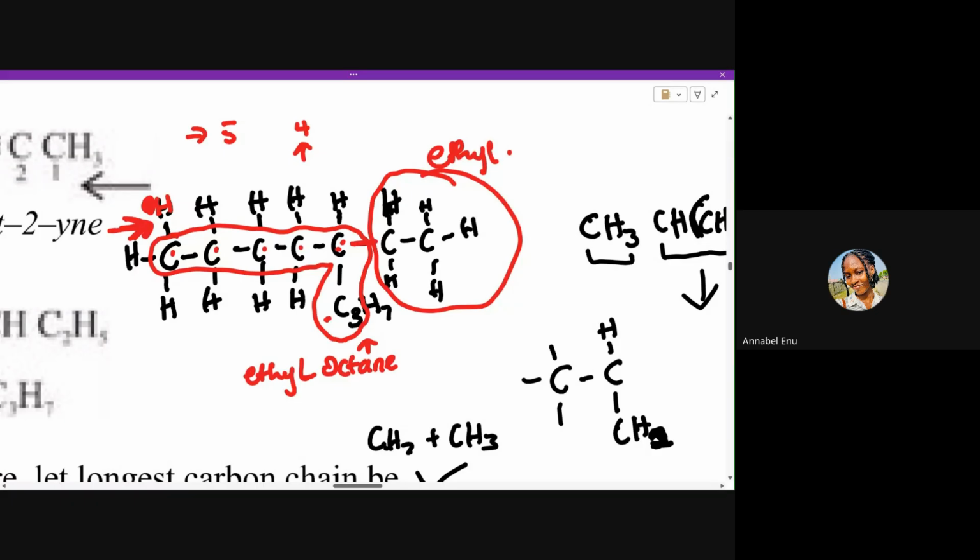What's the name of the compound I just drew? Okay, so this compound is going to be 4-ethyl octane. Why is it ethyl? Because the substituent has 2 carbons, so it's ethyl.